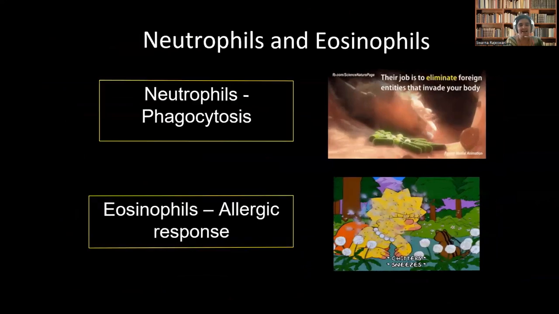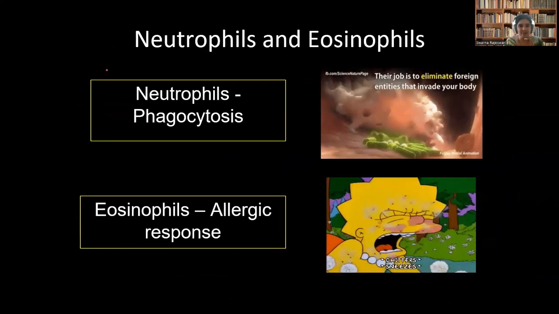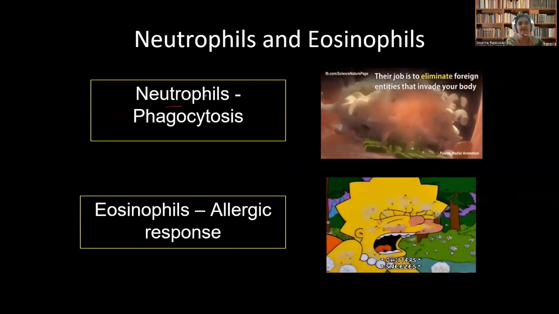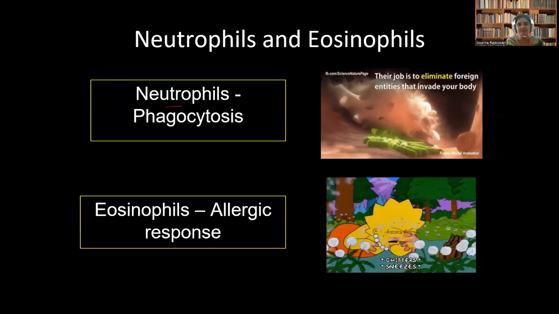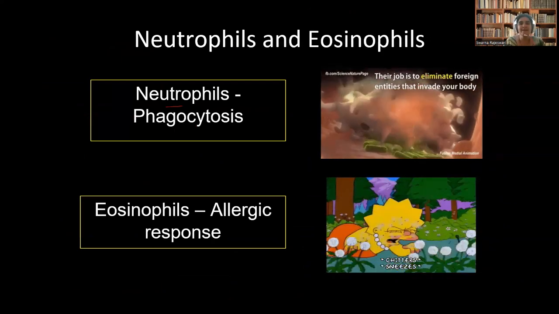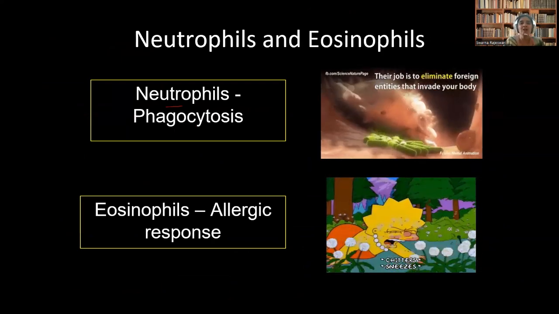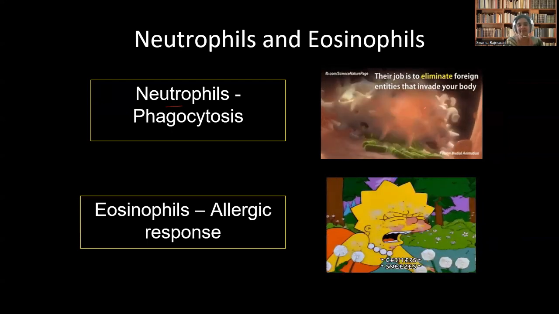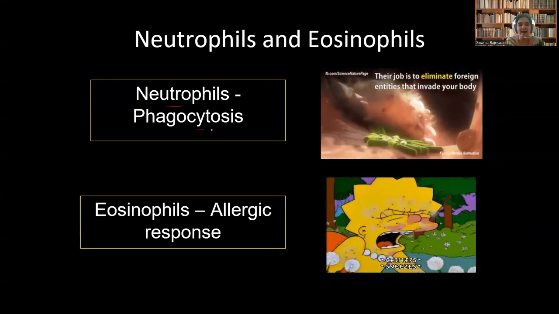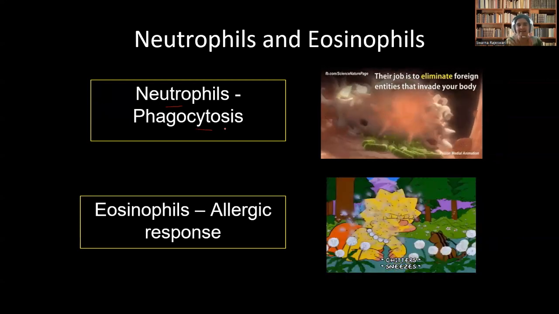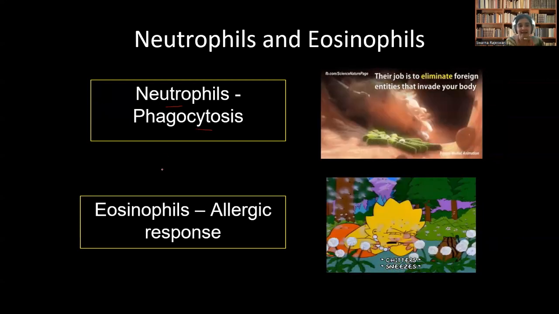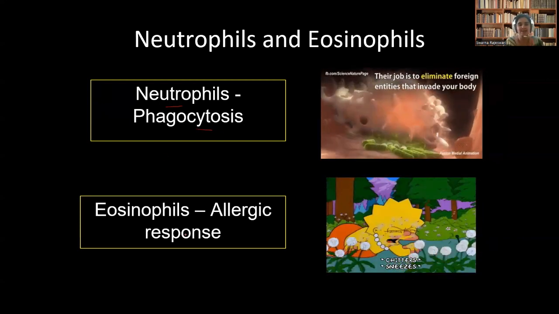So here again, discussing neutrophils. Neutrophils help in phagocytosis, which means they help in eliminating all the unwanted material from our body in the form of phagocytosis. They eat away the bacteria, so we call the term phagocytosis.